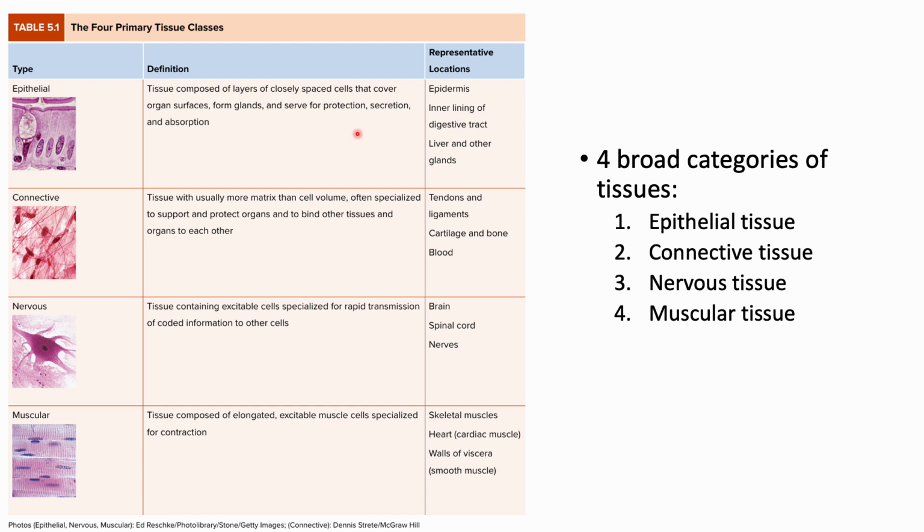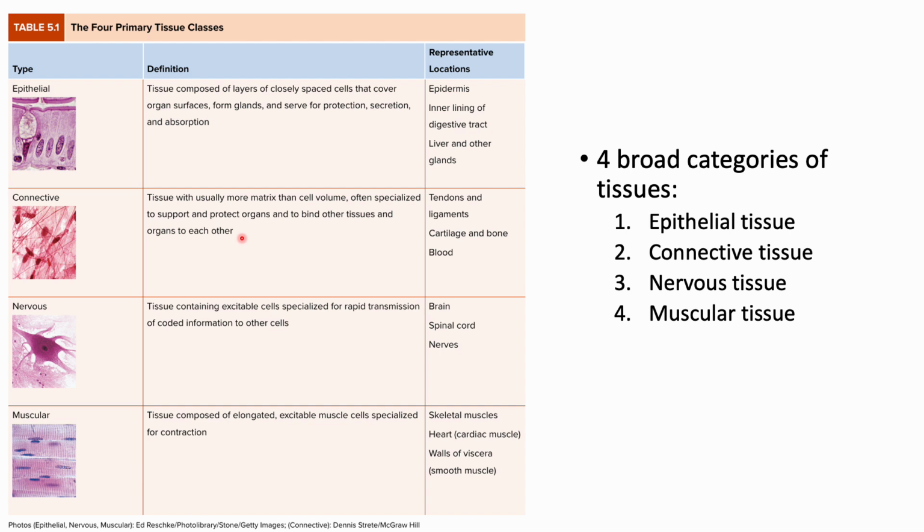Next, we have connective tissue. This is tissue with usually more matrix than cell volume. It is often specialized, so maybe you'll see me mention supportive connective tissue. There's a fluid connective tissue. There's a fibrous connective tissue. So you'll see all these different types of connective tissue.